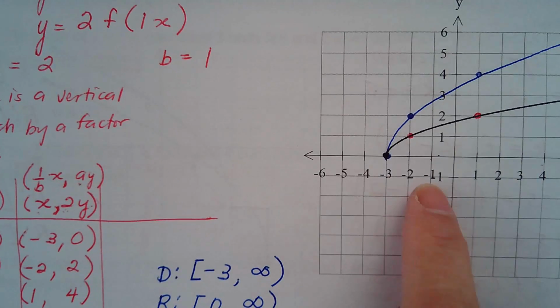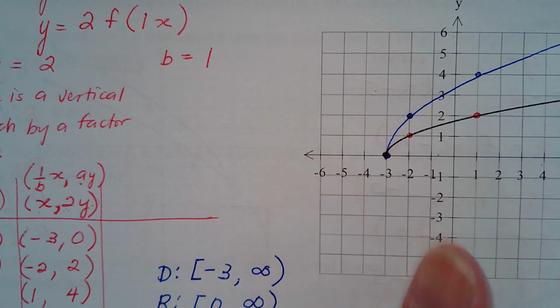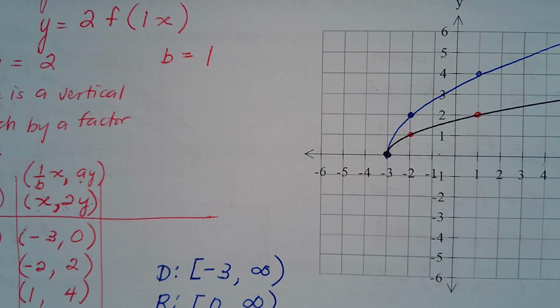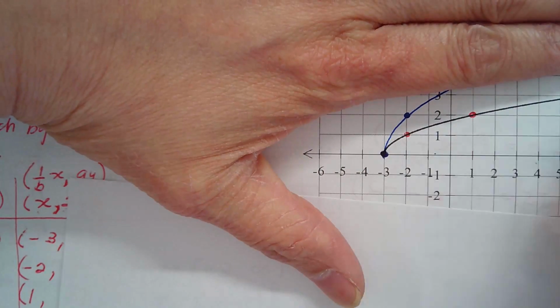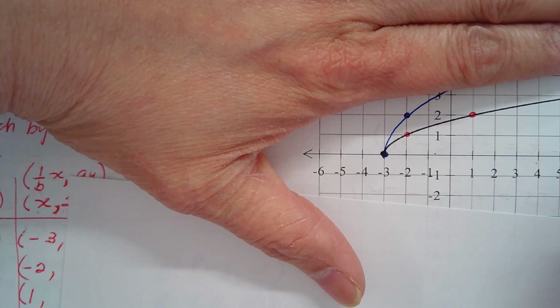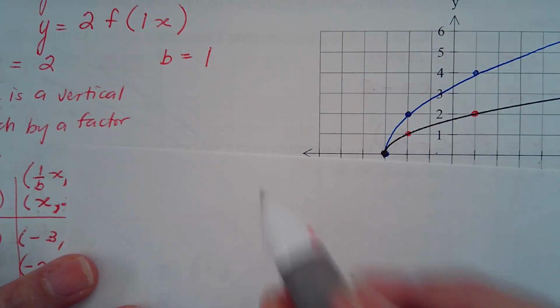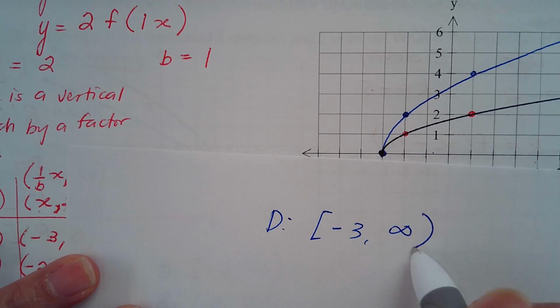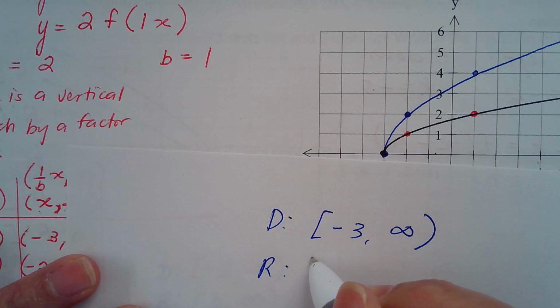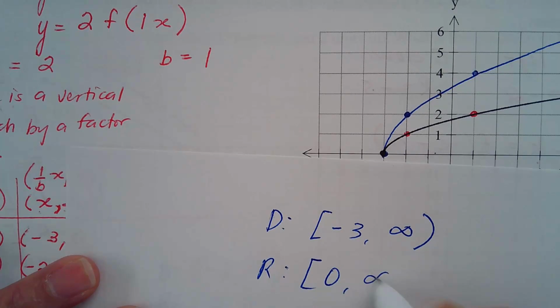Now, I know this is not being asked, but I'm going to show you something before I move on. Look at the domain and range of this initial one. What's the domain and range of that one? Domain is -3 to infinity, and range is 0 to infinity.